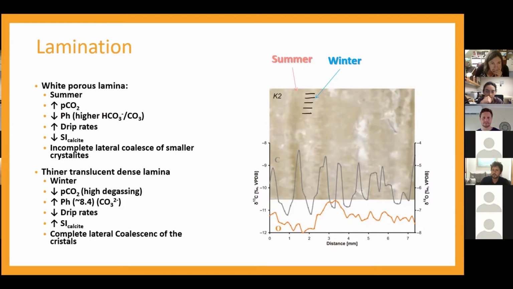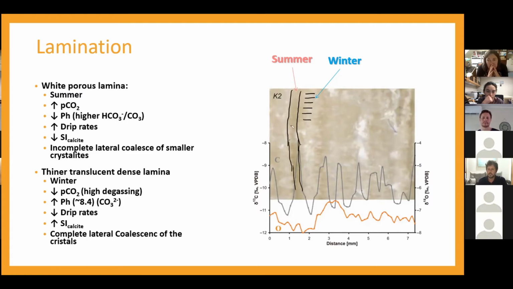While during the winter, we have a low KpCO2, and this happens because the temperature outside the cave is lower, and then the air is more dense and pushed into the cave entrance, enhancing cave ventilation. The pH of the solution increases, the dripping rate decreases because the soil is partially frozen, and the saturation index also increases. And then we form this compact, dense calcite with increased lateral coalescence of the crystals.